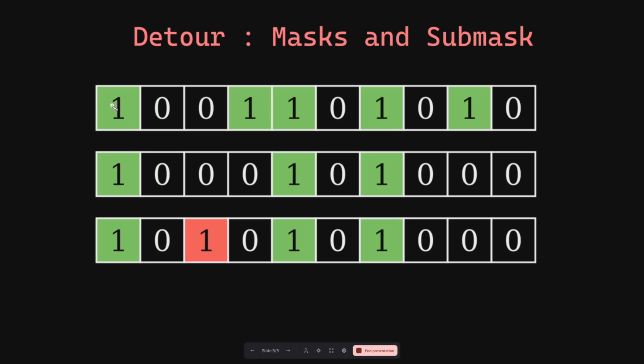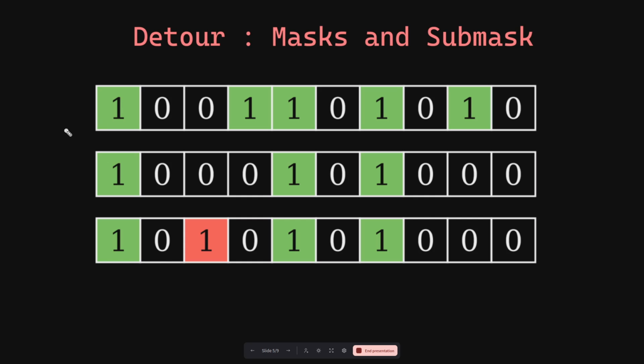What happens when you try to create another subset from the elements that you decided to take in step 1? So for example, you can decide to take this element again in your subset, and you can decide to skip this element and this element. So this resulting number that is formed is known as a submask. Submask is nothing but a subset of a subset.